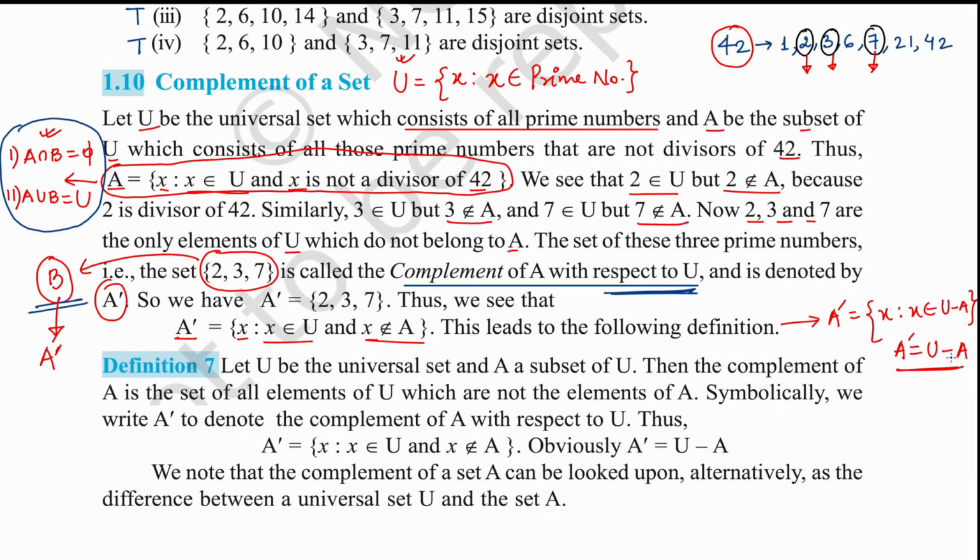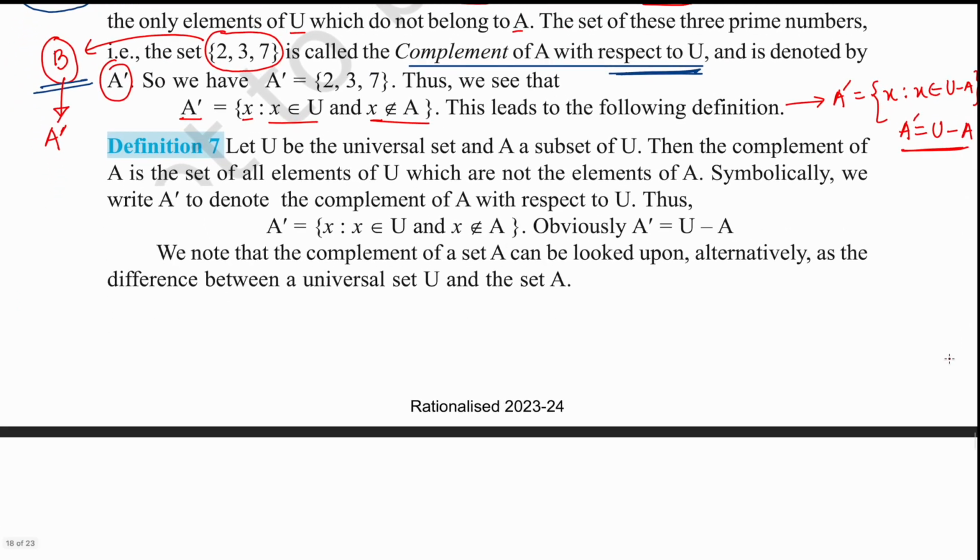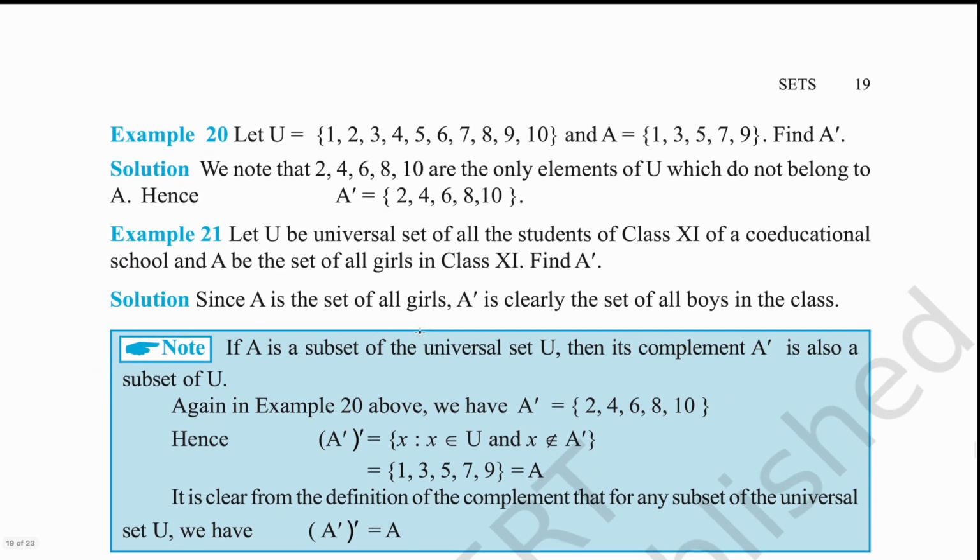Now let's go to the formal definition. The formal definition says: let U be the universal set and A be a subset of U, then the complement of set A is the set of all elements of U which are not the elements of A, right? And symbolically, we write it as A dash. This is what we have been discussing so far, to denote the complement of A with respect to U. And we have also seen that A dash is nothing but U minus A, that means the difference of the universal set and A, right? Okay, let's move ahead. Let's see some examples.